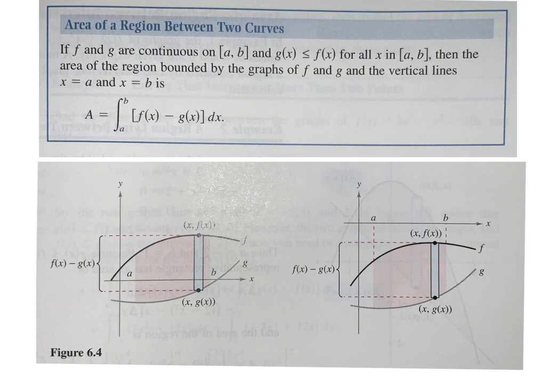Then, if you want to find the area of the region bounded by the graphs f and g, and the vertical lines that make up the boundaries, then just integrate the subtraction of the two. Take the higher function, subtract the lower function, and integrate that. And then you'll have the area between the curves, all right?